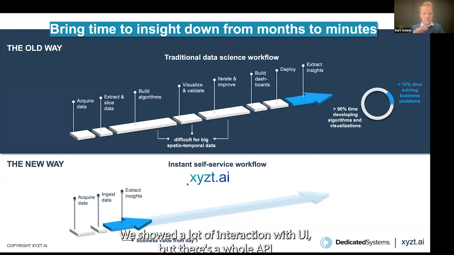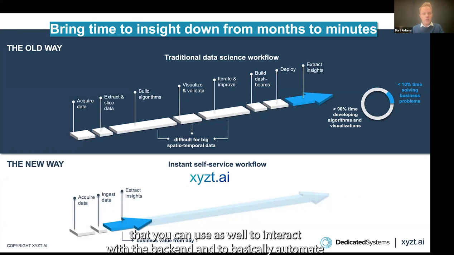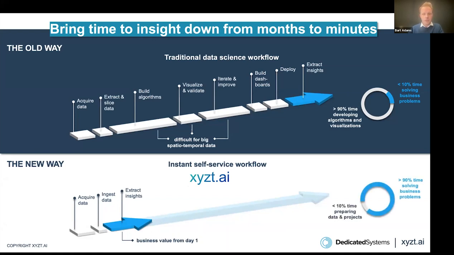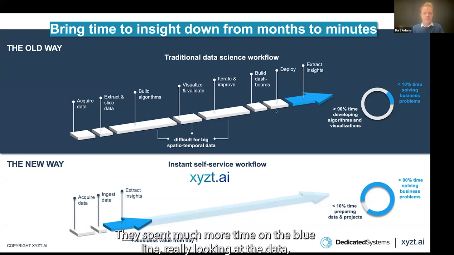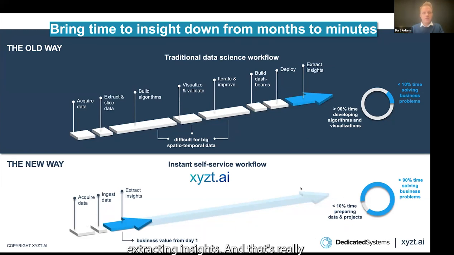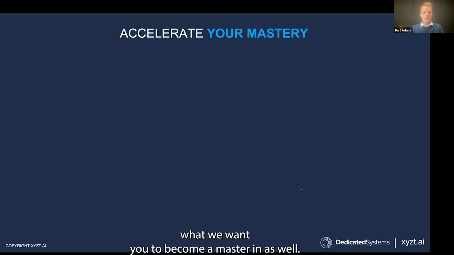We showed a lot of interaction with the UI, but there's a whole API that you can use as well to interact with the backend and to basically automate anything that you want to do, from data ingestion to querying and so on. And as a result, what we see is that organizations that start using xyzt.ai spend much less time on this white line. They spend much more time on the blue line, really looking at the data, extracting insights. And that's really what we want you to become a master in as well.